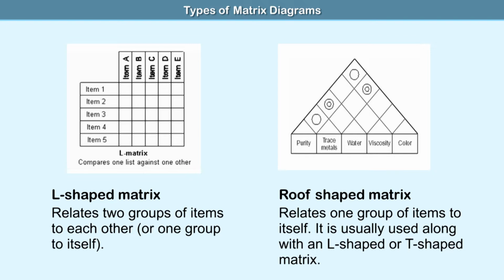L-shaped matrix relates two groups of items to each other or one group to itself. Roof-shaped matrix relates one group of items to itself. It is usually used along with an L or T-shaped matrix.